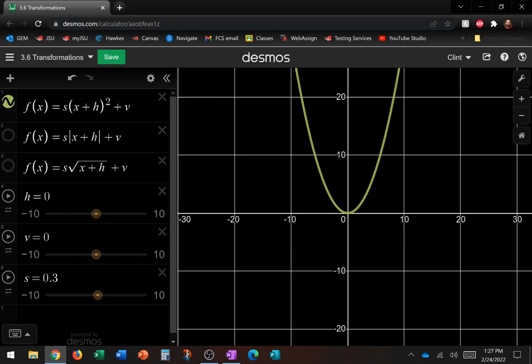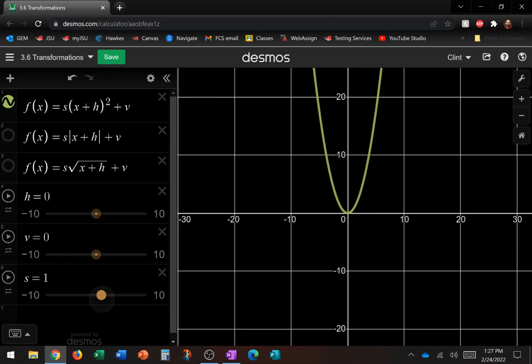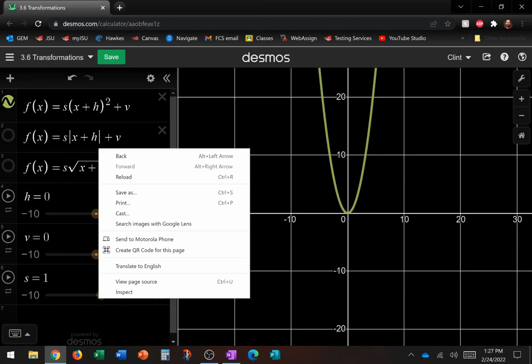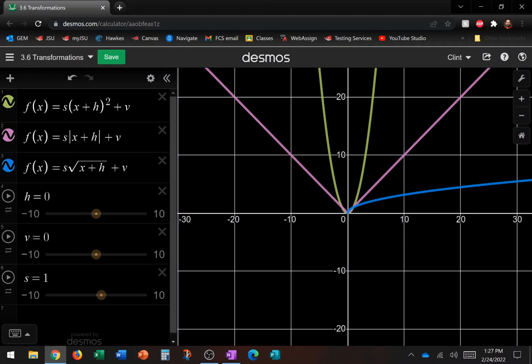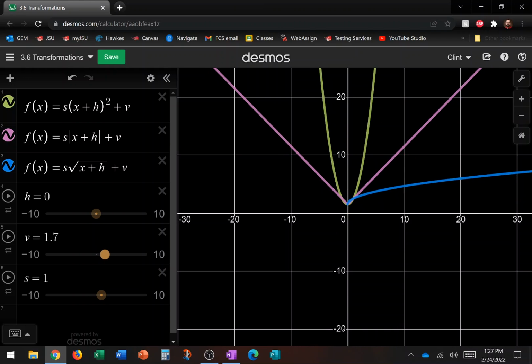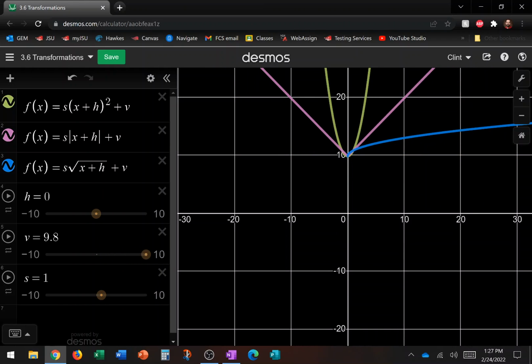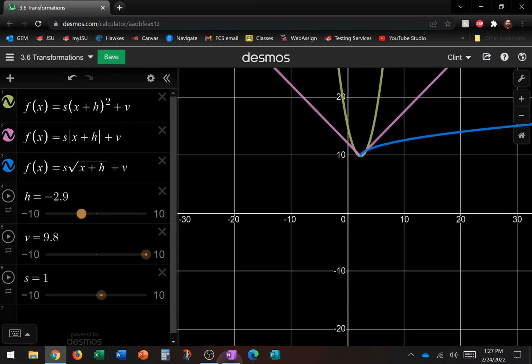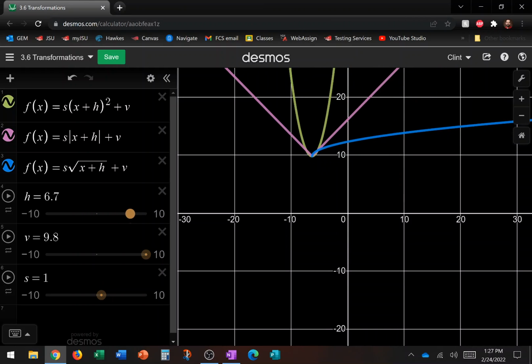And then we can do the same thing with our others. Here, we'll put all 3 of them on there. The pink one's absolute value, the blue one's square root of x. So we can do a vertical shift, which just moves everything up or down. We can do a horizontal shift, which just moves everything to the left or to the right.